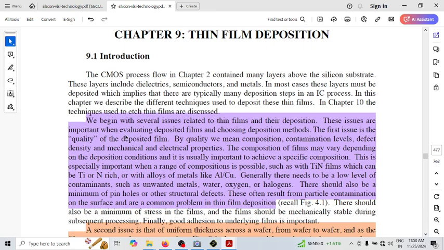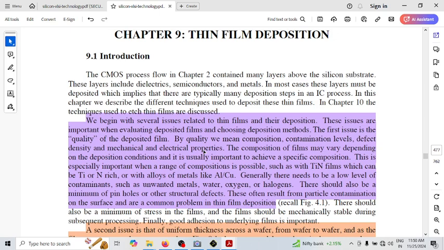These issues are important when evaluating the deposited films and choosing the deposition methods. The first issue is quality of the deposited layer. So now when we say deposition, we have to see what is the quality of the deposited film. So what is this actual quality? By quality we mean the composition, contamination levels, defect density, and mechanical and electrical properties.